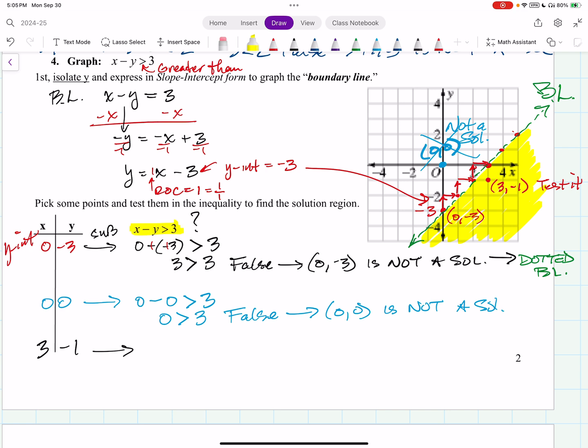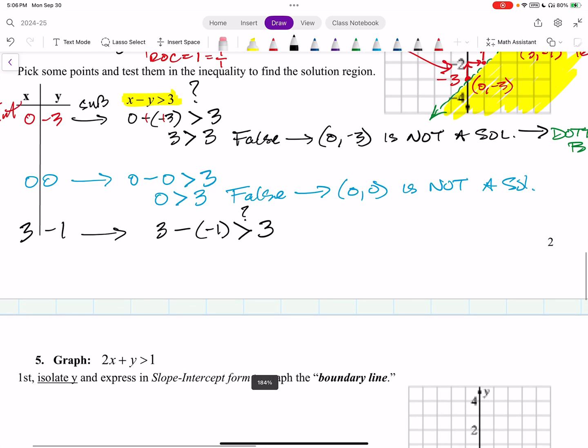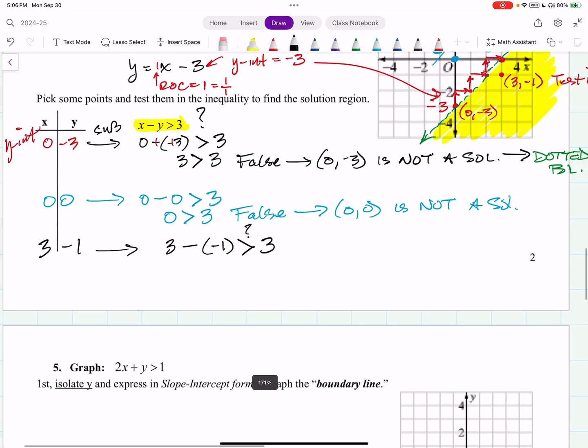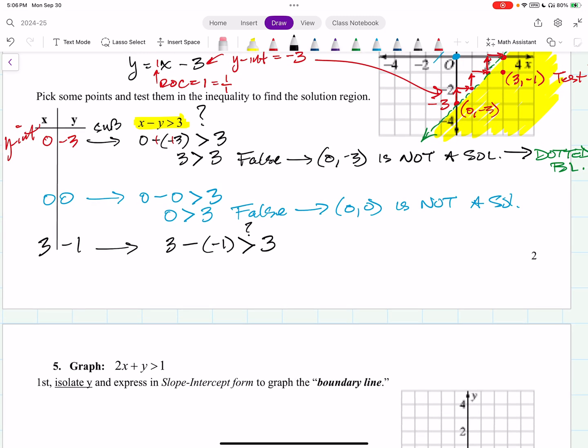It's x minus y is greater than 3. So we have x right here, which is 3, minus the y value, which is -1. Is that bigger than 3? Question mark. I'm going to put a question mark there. Is that the case? We're testing that point right there. Okay, well, 3 minus the -1 is 4. Is 4 greater than 3? And the answer is yes, this is true.